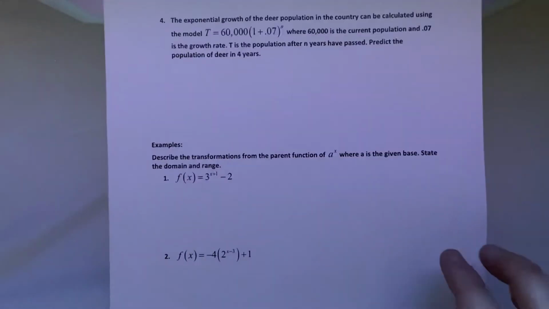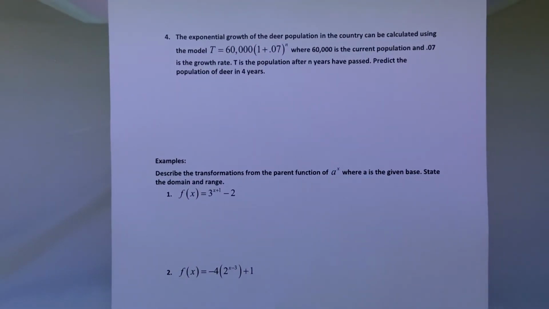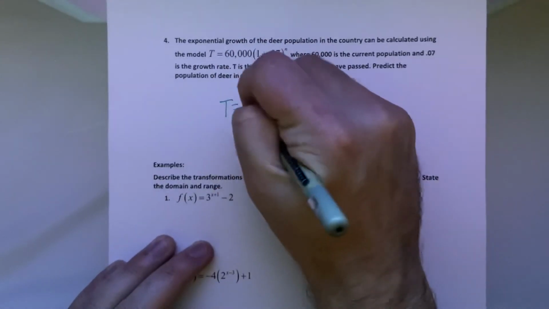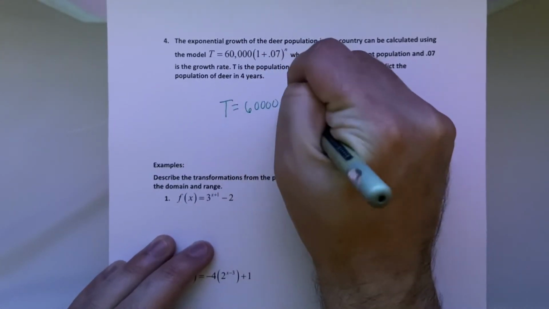The other type of thing that you could be asked to do is a word problem, exponential growth of deer population. T equals 60,000 times 1 plus 0.07 to the n, where 60,000 is the current population and 0.07 is the growth rate. T is the population after n years have passed. Predict the population in 4 years. It's really just asking you to plug in 4.